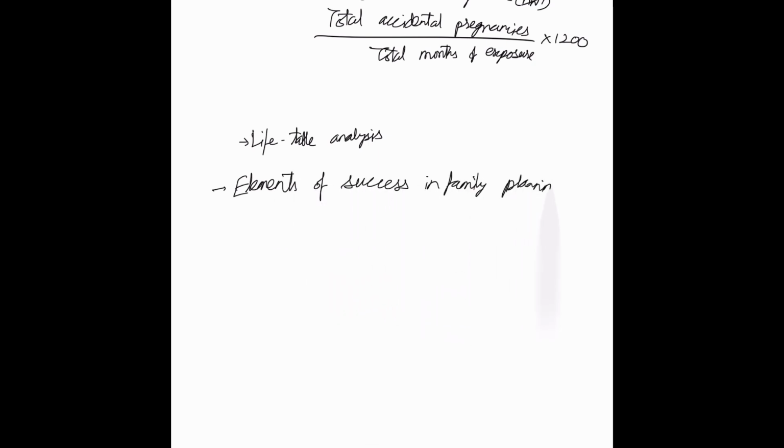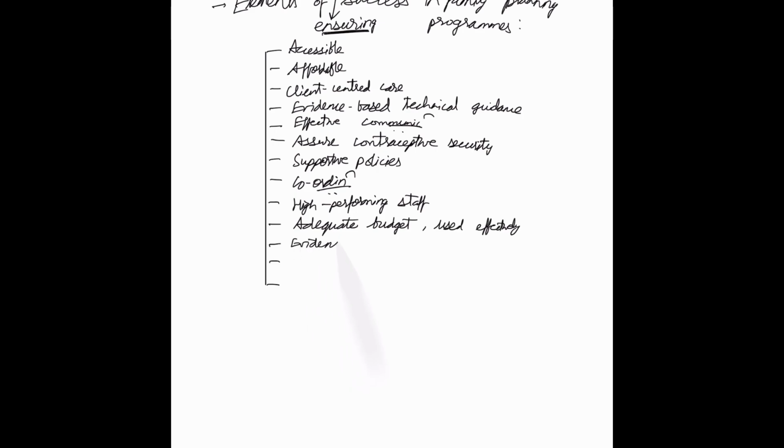It must be accessible, must be affordable, must be client-centered, should have evidence-based technical guidance. There must be effective communication between all parties and assure contraceptive security. There should be supportive health policies along with coordination between various agencies. There should be high-performing staff recruited. There must be an adequate budget that's used effectively. There also must be evidence-based decision making, must lead strongly and manage well, and ensure the appropriate integration of services.